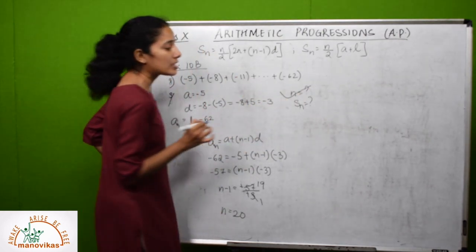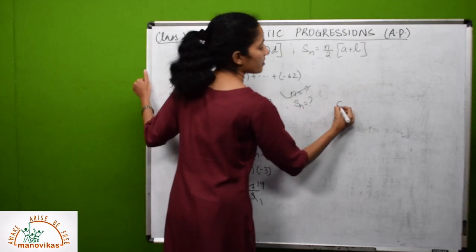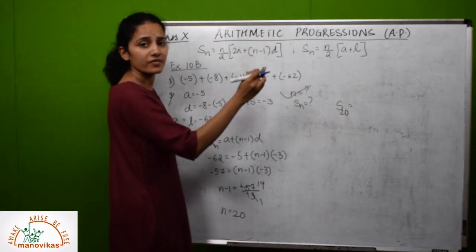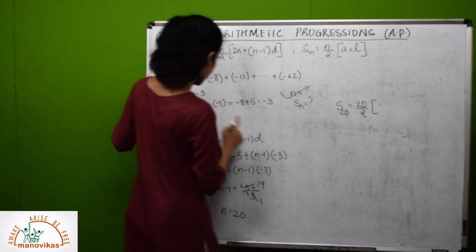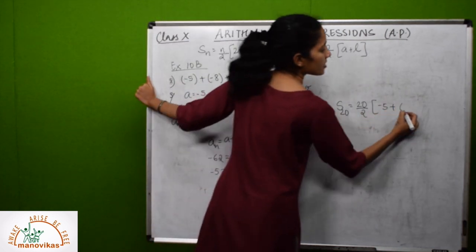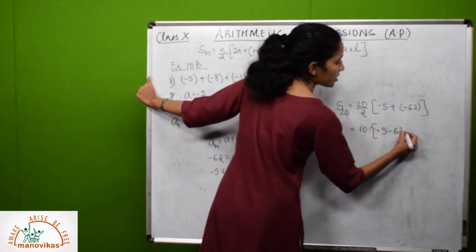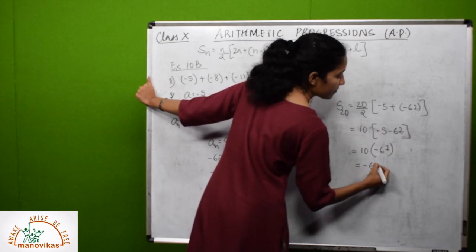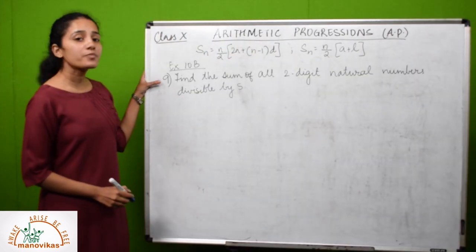So now we have calculated n. The next step is to calculate the sum of these 20 terms. So for the sum of the 20 terms, you can use either this formula or this one. But since the last term is given, I prefer the second one. So that is 20 divided by 2. I have a, which is negative 5, plus the last term, negative 62. This will be 10 into negative 67, and you have negative 670 as the sum of 20 terms.